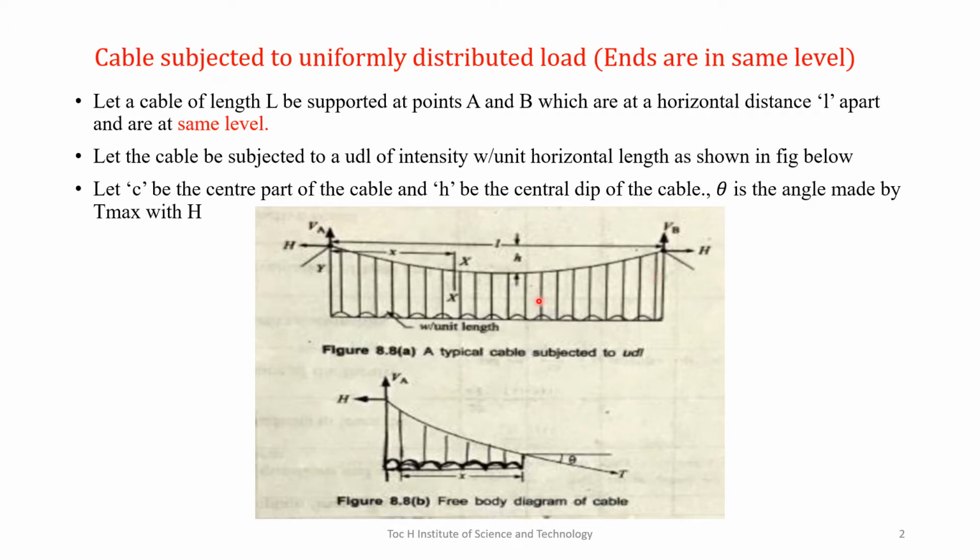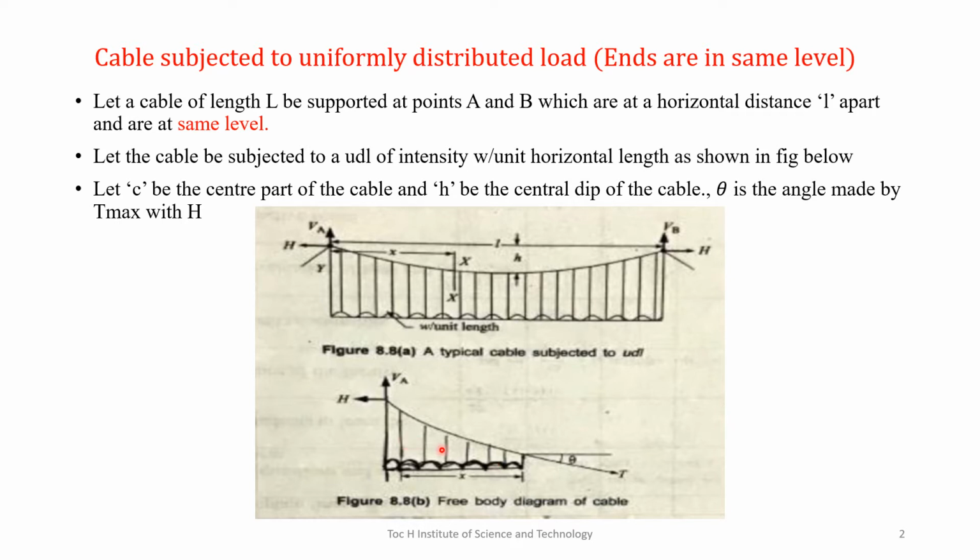Now let C be the central part of the cable and h be the central dip of the cable, and theta is the angle made by the maximum tension with the horizontal. So this is the tension in the cable and theta is the angle made by the tension with the horizontal, or with the thrust. Okay. So this is a typical cable subjected to UDL, and here you can see the free body diagram of the cable.